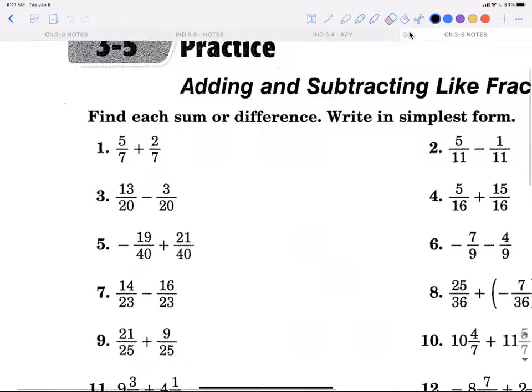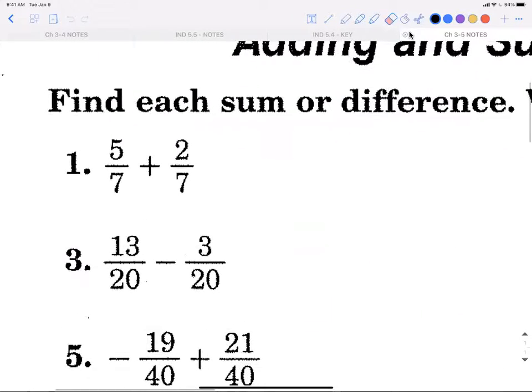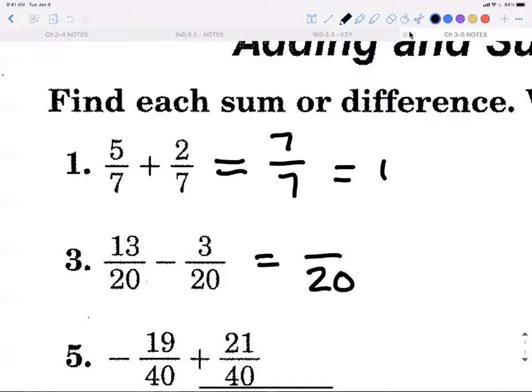So if you look at this first example here, 5/7 plus 2/7. The denominators are the same. So you just add across the top, right? 5 plus 2 is 7 over, keep the denominator, and then always reduce if you can. What's anything over itself? 1. Okay. So when the denominators are the same, you kind of ignore the denominator. The denominator just becomes the denominator of the answer.